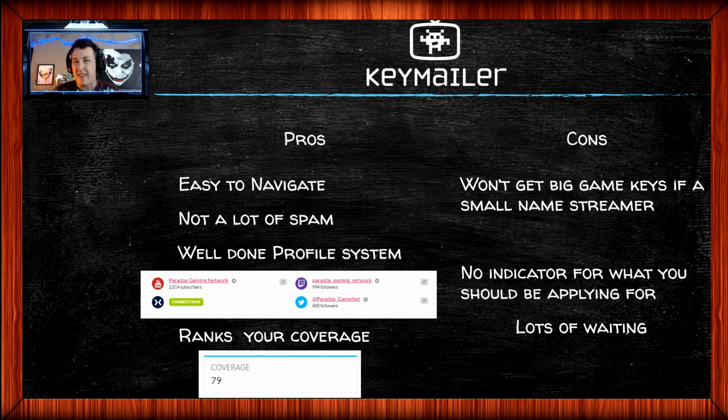Lots of waiting. Like I said, I have like 30 pending key requests. Hoovit kind of does their thing, and they're like, okay, you're going to get a key if you're in this category. So you're going to have a lot of waiting. So don't assume just because you click, yeah, I want this key, that you're going to get it.